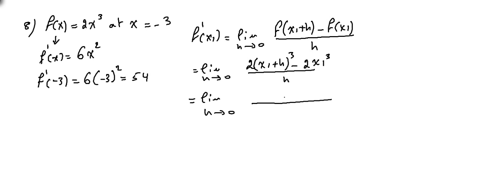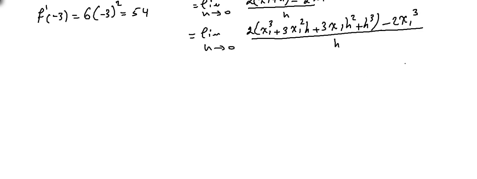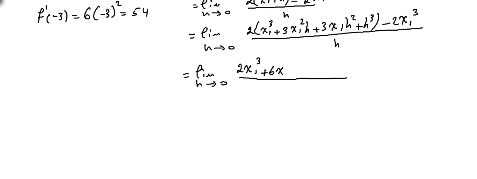Which is equal to the limit as h tends to 0 of 2, times the expansion of x1 plus h cubed: the first cubed, plus 3 times the square of the first times the second, plus 3 times the first times the square of the second, plus the second cubed, minus 2x1 to the power 3, over h. What is that equal to? Limit as h tends to 0, we multiply all of them by 2, giving 6x1 squared h plus 6x1 h squared plus 2h cubed, minus 2x1 cubed, plus 2x1 cubed, over h.